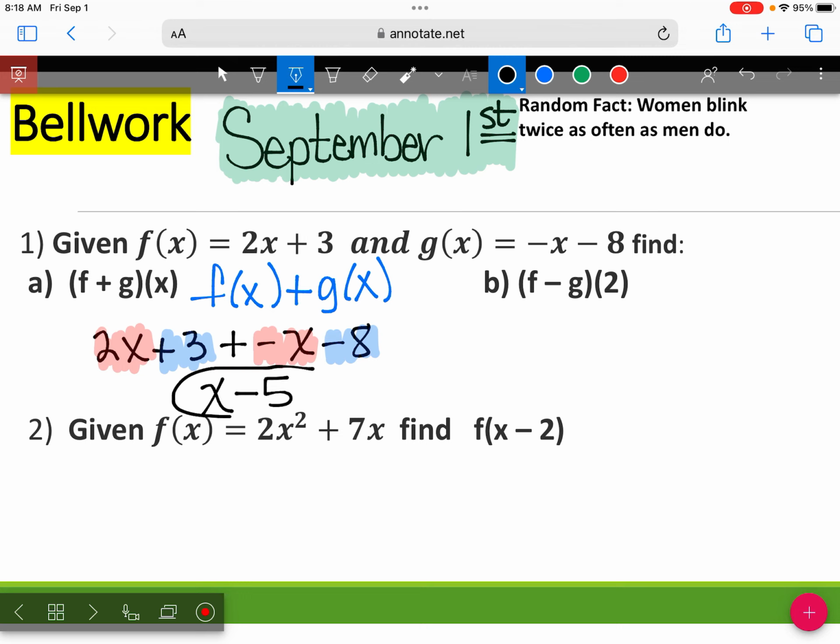All right, who had that for part A? That is a question on the quiz where you have an f and a g and you have to add them together. For part B, we have f minus g of 2.